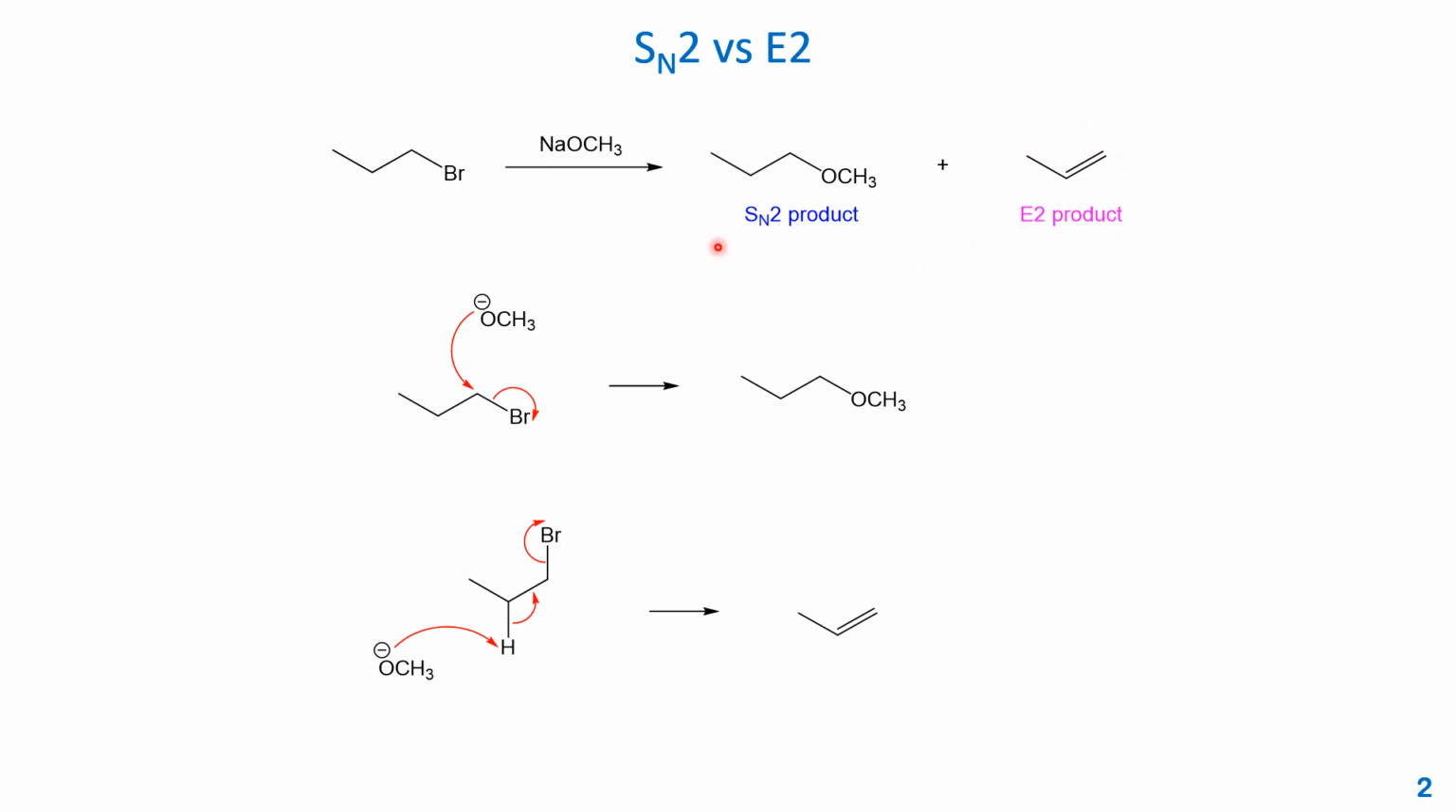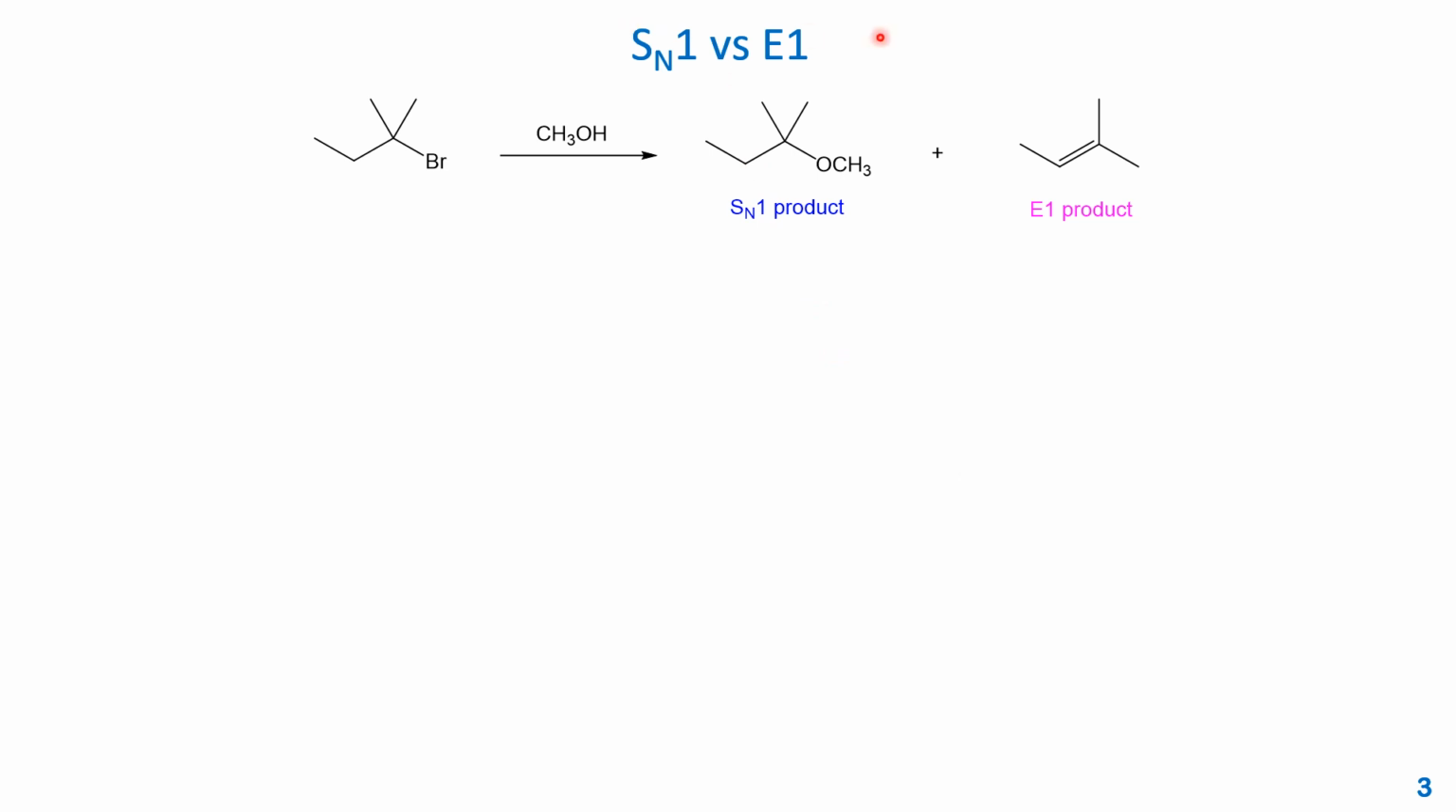Or if you don't want to change the structure of the substrate, you can change the base to a bulky base like t-butoxide. That will also increase the chance or percentage of the E2 product. Okay, next we'll talk about SN1 and E1.